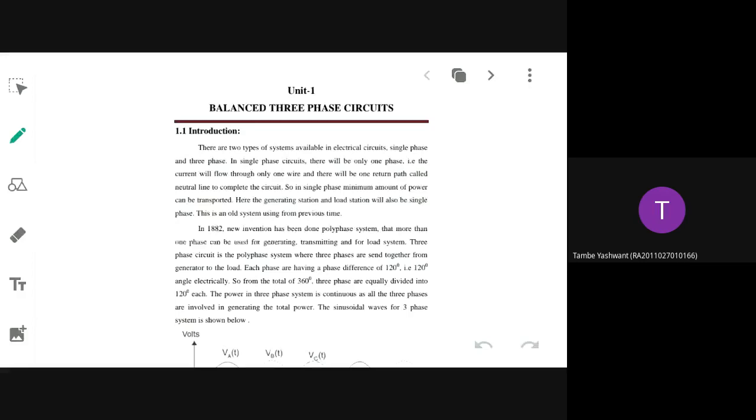Plus one more thing is also possible: source transformation is there, and star to delta transformation is also there. That star to delta transformation I have left out, and I will try to complete it in today's class. Plus today we will be discussing what AC circuits are. So far we were discussing DC circuits. Now tell me, why do you need to study AC circuits? Give me some examples for AC elements.